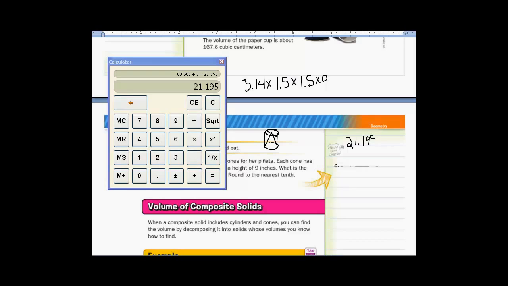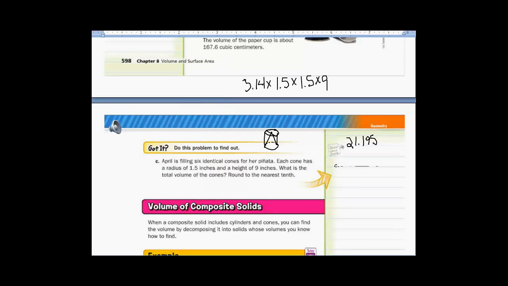21.195. Oh no, you're supposed to round to the nearest tenth. Well, you are when you're done. We're not done. That's the volume of one of them. And it says she's making 6. Right? And it wants to know what is the total volume of the cones.